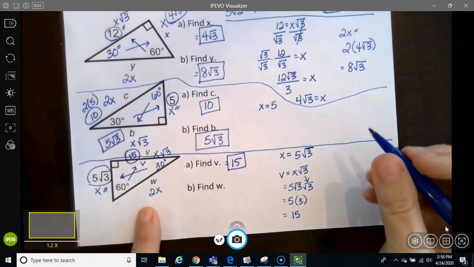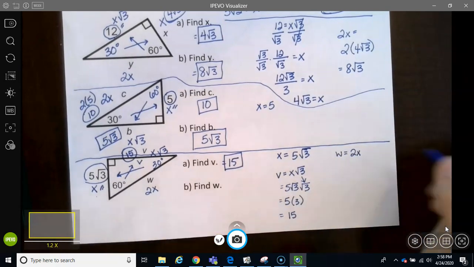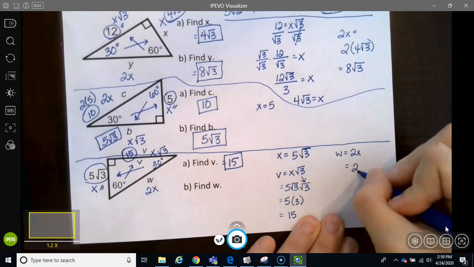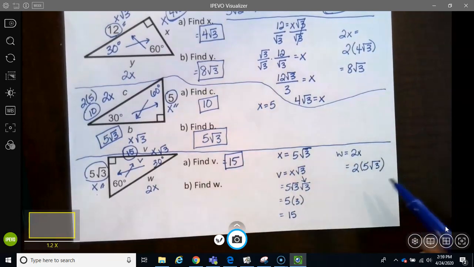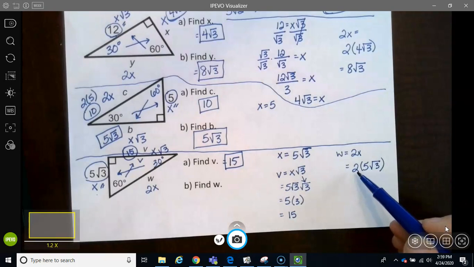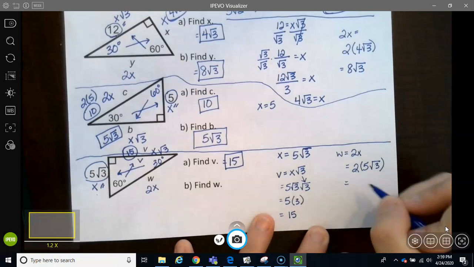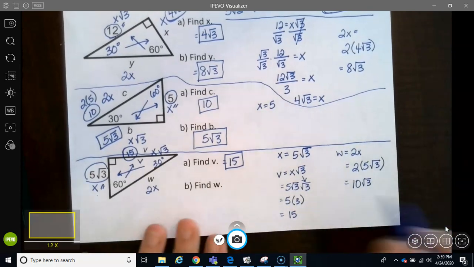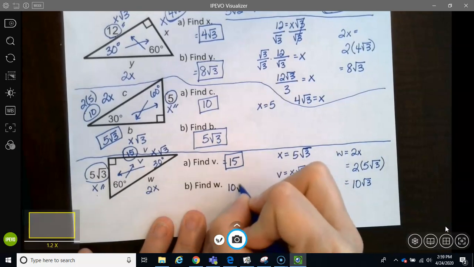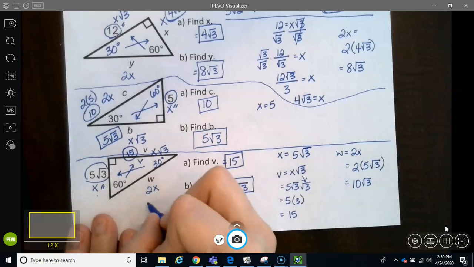And then our last side, which was W, is represented by 2x. So that means 2 times 5 square root of 3. Now, since the 2 doesn't have a square root with it, we just multiply that 2 times the number that's in front of the square root. So 2 times 5 gives me 10. Bring down that square root of 3. So that side W has a length of 10 square root of 3.